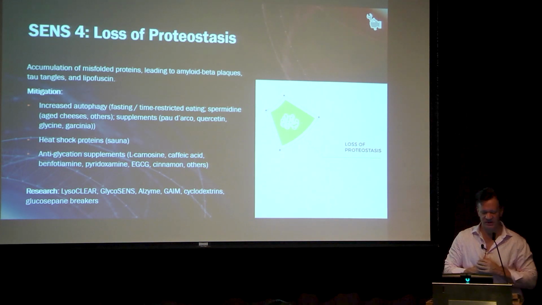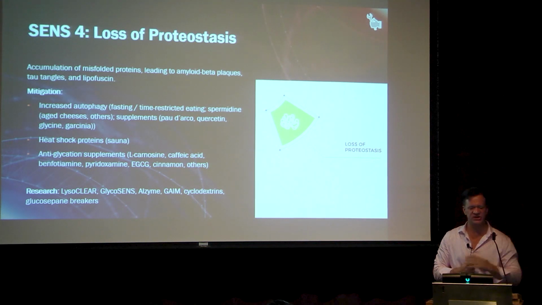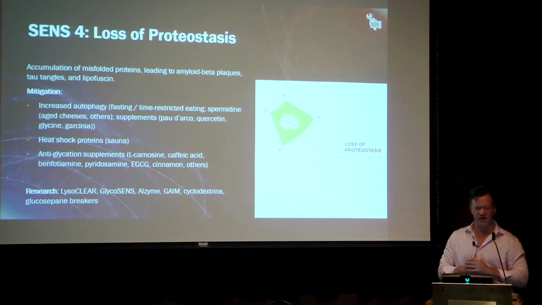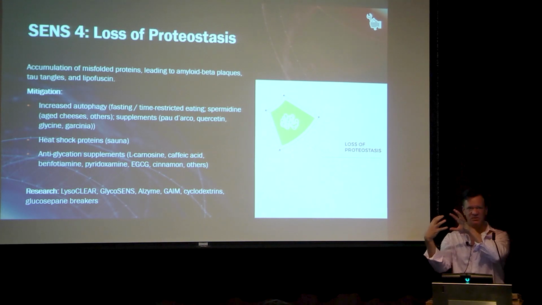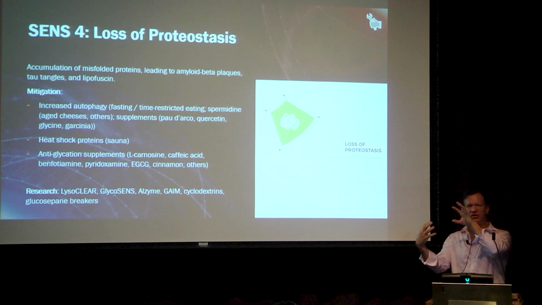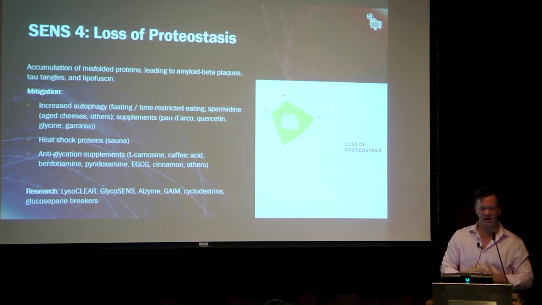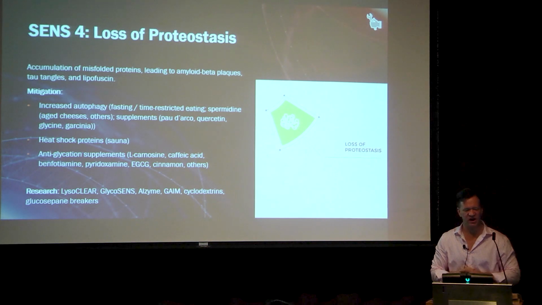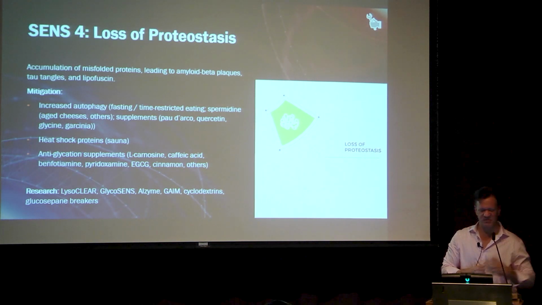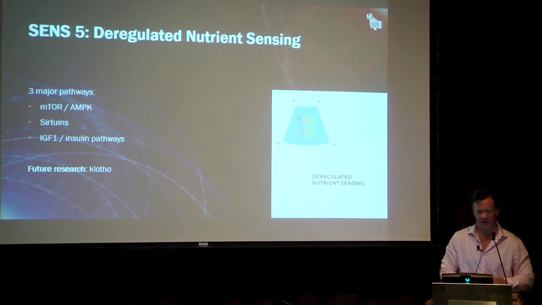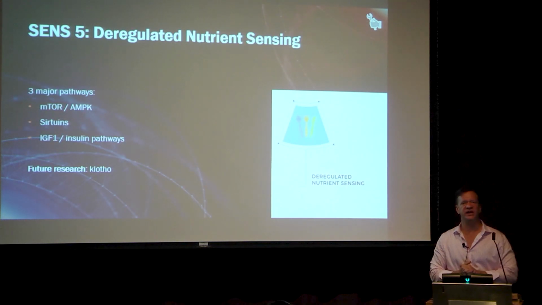There are also some supplements that help with glycation. I mentioned carnosine on the last slide, which is found in red meat. You can also buy it as a supplement. And that helps prevent or mitigate sugars and proteins sticking together inside your cells. A lot of others, like caffeic acid, which is found in coffee, and a bunch of other supplements: benfotiamine, pyridoxamine, EGCG from green tea.